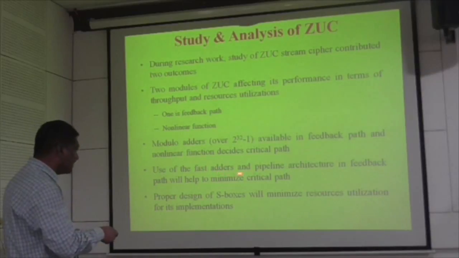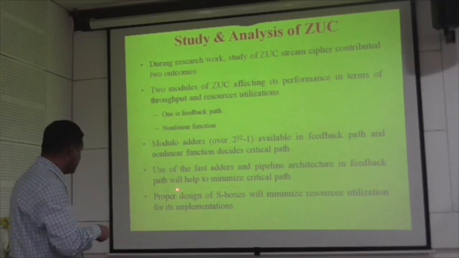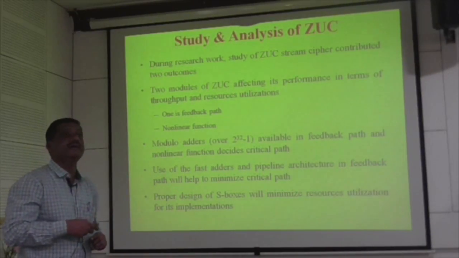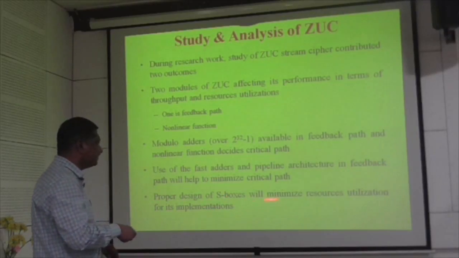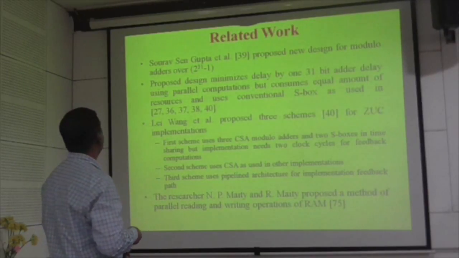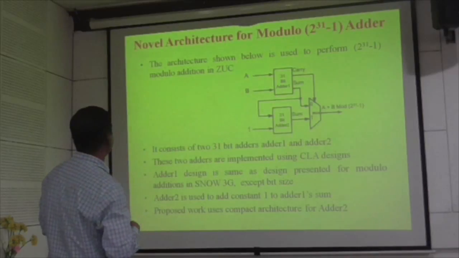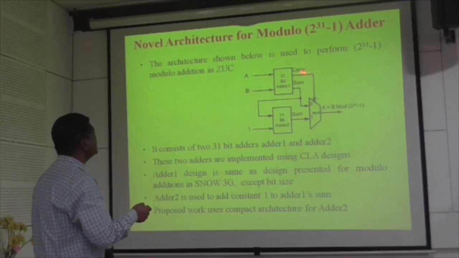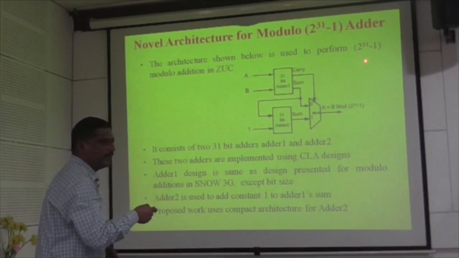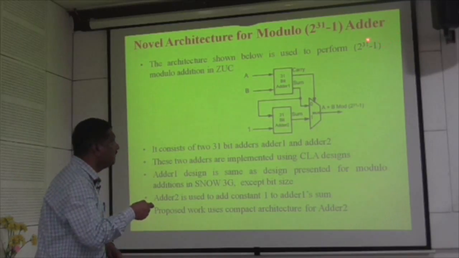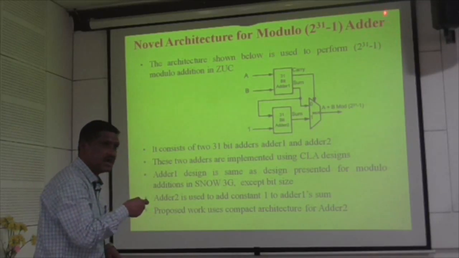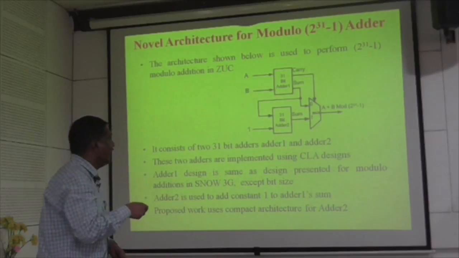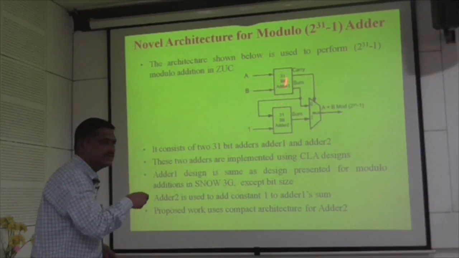Then we are using fast adders and pipeline architecture in the feedback path to minimize the critical path delay. Proper design of the S-boxes is again preferred here. Now these are the related work in that area. This addition, 2 raised to power 31 minus 1, is a must, a part of the design, and it can be implemented by using two adders.